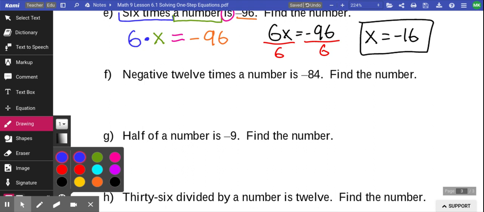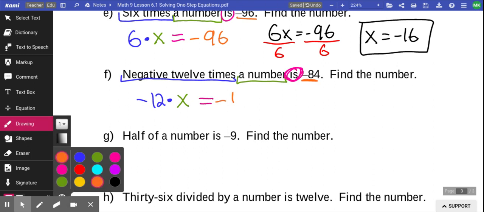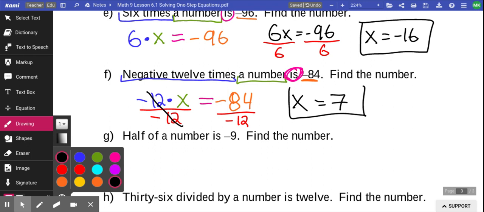Awesome. F. Negative 12 times. So negative 12 times a number, that's x, is means equals negative 84. To solve that, I'm going to divide both sides by negative 12. On the left-hand side, the negative 12s will cancel out, and I'm left with x equals negative 84 divided by negative 12, should be positive, and it's positive 7.